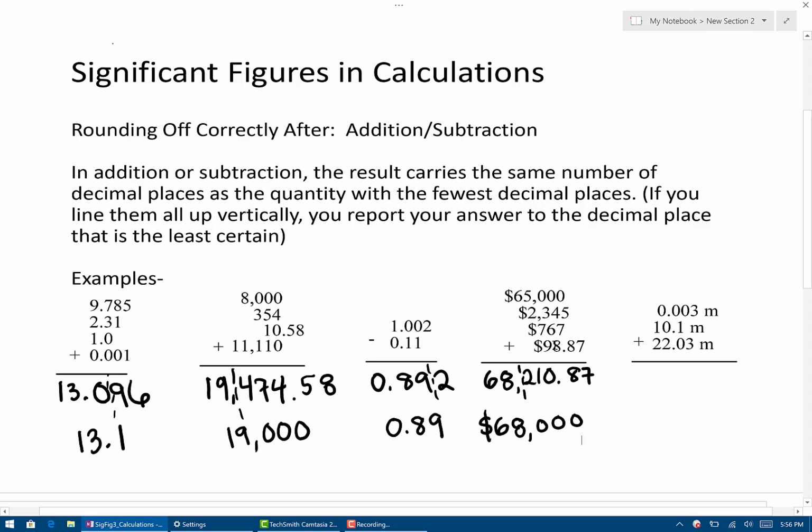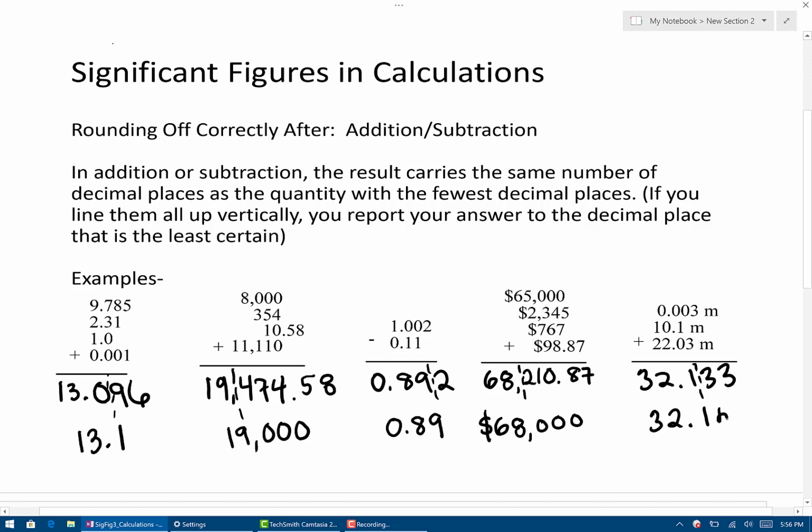And then the last one, they all have decimal places. This has 3 decimal places, this has 1 decimal place, and the bottom number has 2 decimal places, so we're just limited by that 1 decimal place. So we can add them all up. We get 32.133, and we're limited by 1 decimal place, so we would cut off here. Again, the number after the cutoff point is 3, that's less than 5, so we would report this as 32.1.